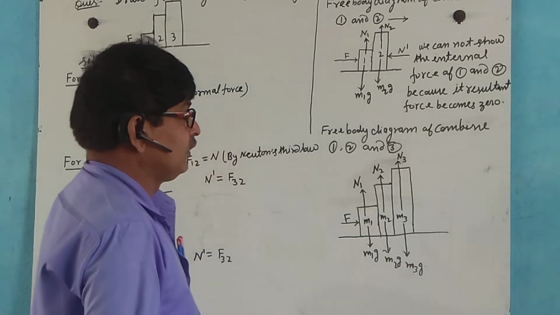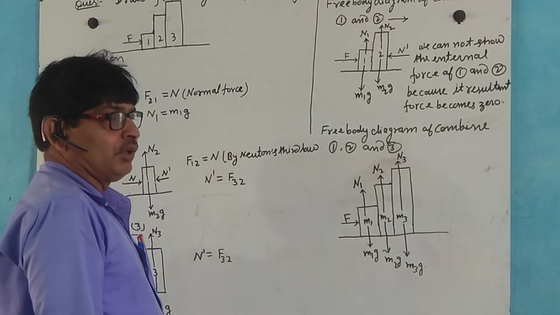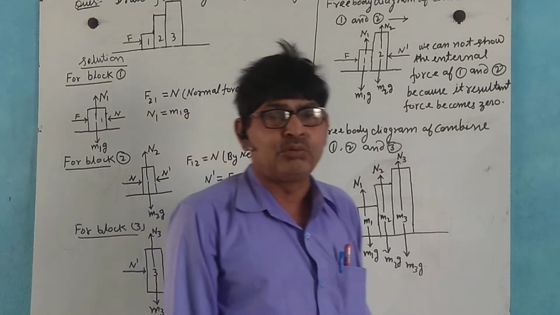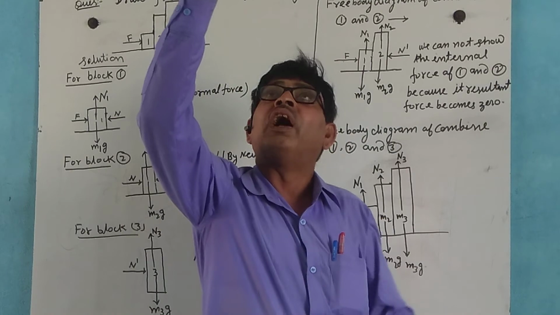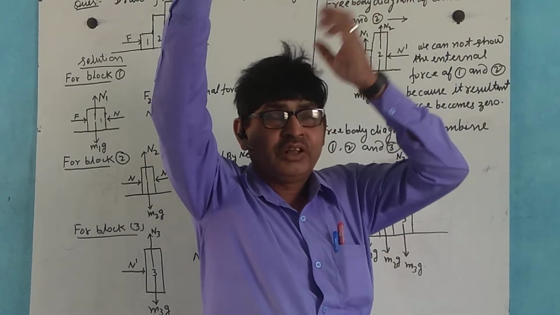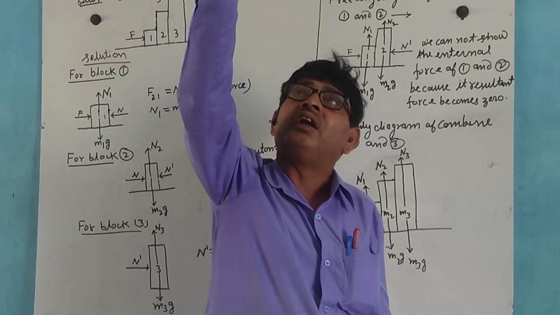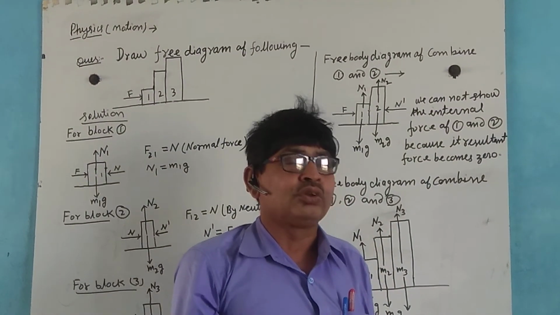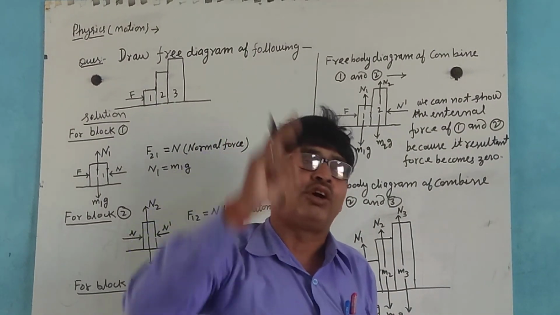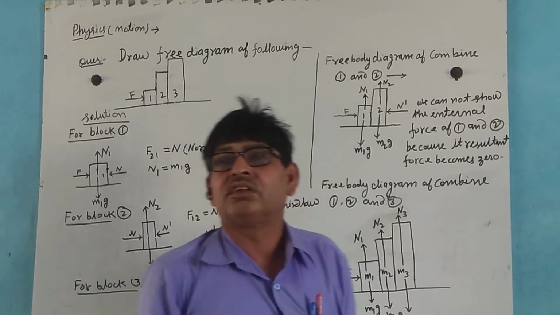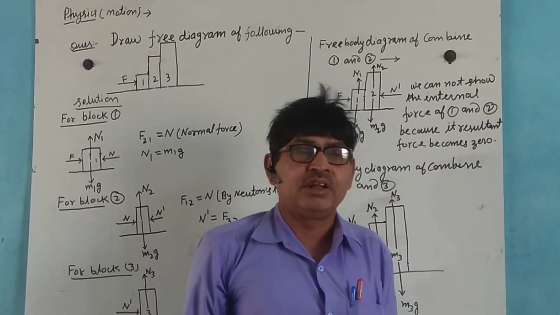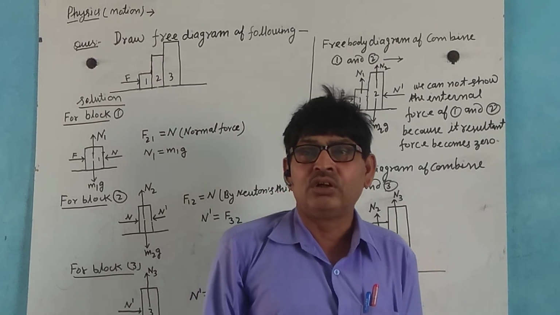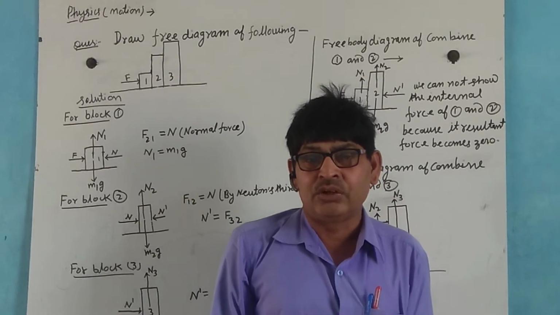Now if some wires are attached to each other and hanging downward, then the wire on the upper side experiences more tension in comparison to the lower side.